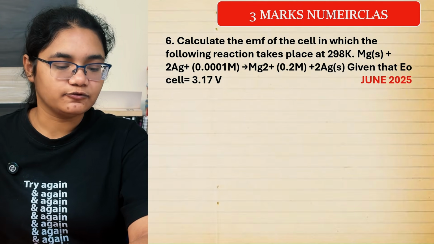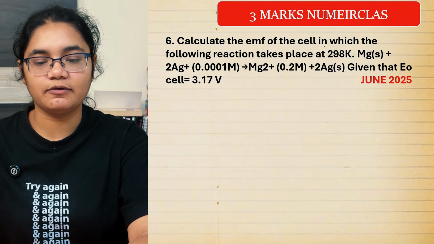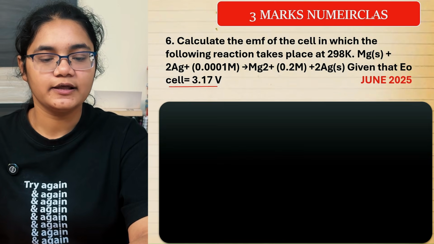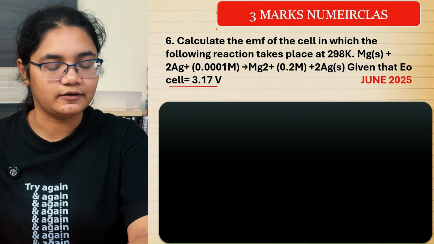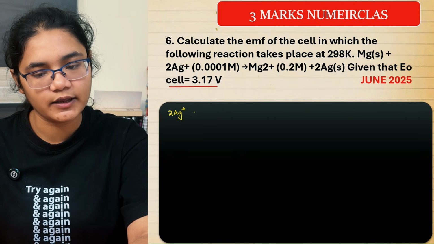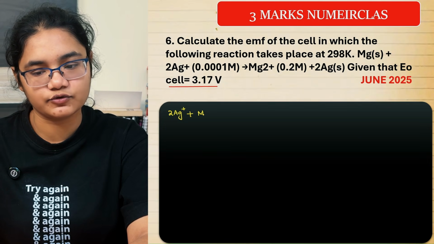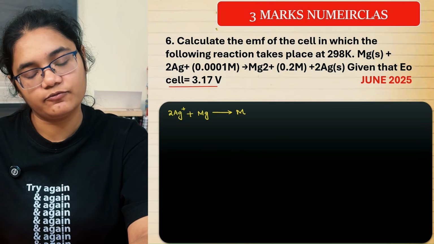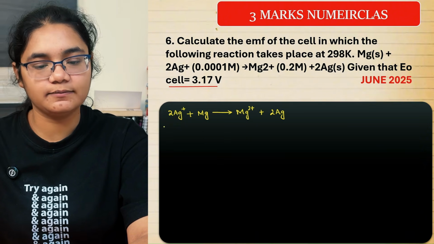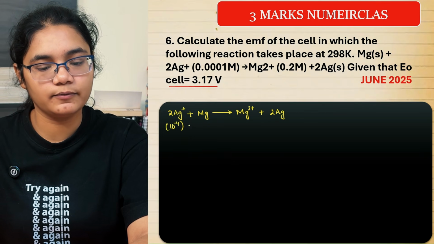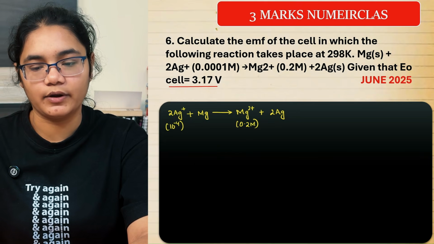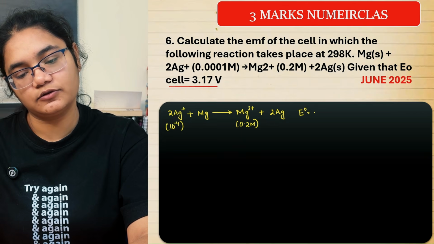Okay, next let's move to question number 6 here. Calculate the EMF of the cell in which the following reaction takes place. So this is your direct Nernst equation question. First of all, let us write the reaction. So what is the reaction? 2Ag+ plus Mg gives me Mg2+ plus 2Ag. Okay, so Ag+ concentration is 10 to the power of minus 4, and Mg2+ concentration is 0.2 molar. Okay, E naught value is how much?